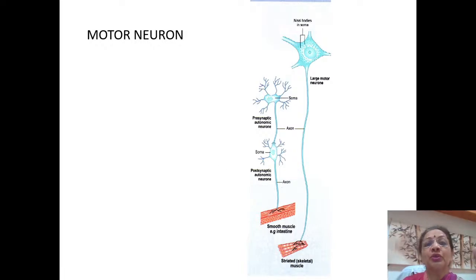So the motor neuron, what we call motor neuron, could be motor in a voluntary sense where it is controlling skeletal muscle and it is of this large motor neuron type, or it could be motor in an autonomic sense where it is controlling mostly the visceral and organ smooth muscle, and there usually it has at least two neurons in a relay system which is called a presynaptic and a postsynaptic neuron.